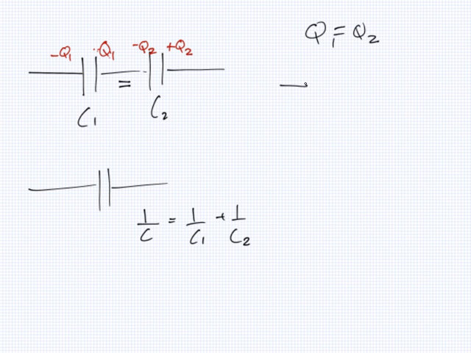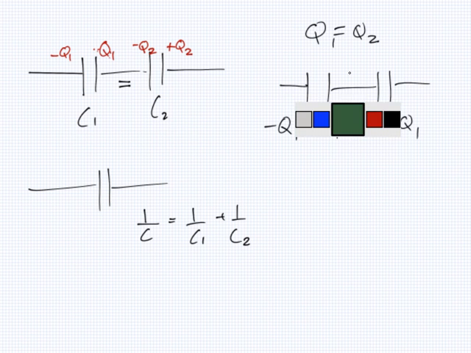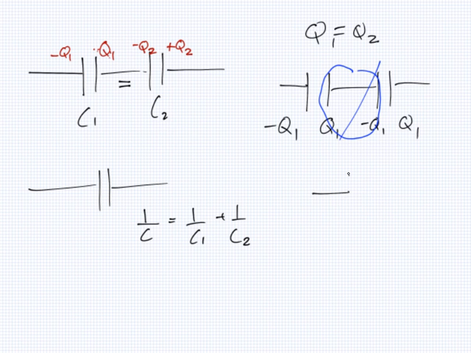So now we get this picture. Minus Q1, Q1, minus Q1, Q1. But effectively, these middle ones here we don't care about because they can cancel. So this picture is kind of the same picture as this.